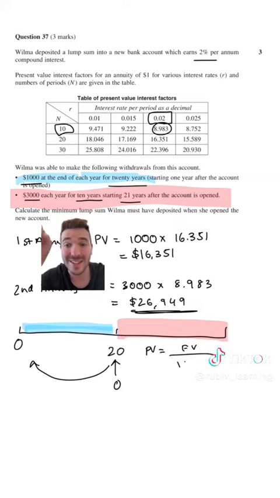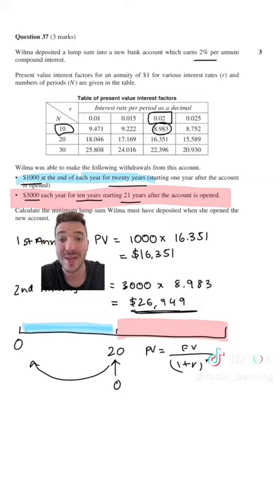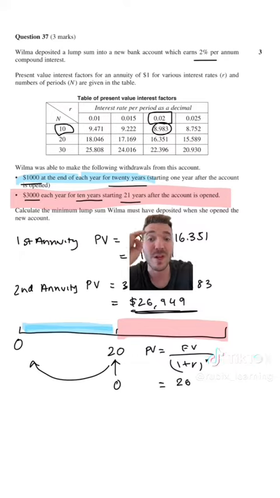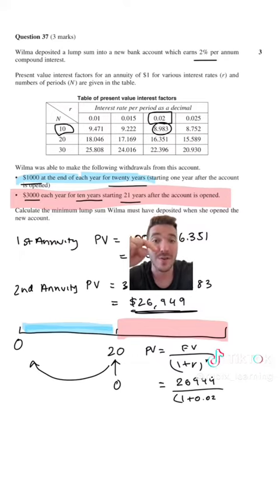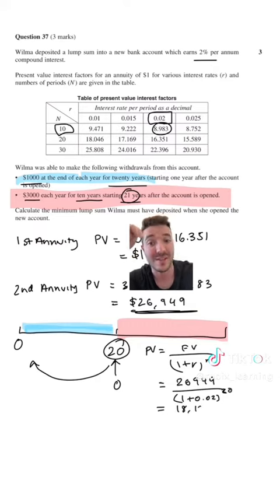We need to discount it. We need to find its present value again. We use the present value formula. So it's going to be the future value, which is now this present value. We're going to call that the future value, divided by 1 plus the interest rate of 2% to the power of the fact that it starts in 20 years. I know it's 21, but it's because the first payment's at the end of that 21st year. So discounting it back 20 years gives us a new present value of 18,135.